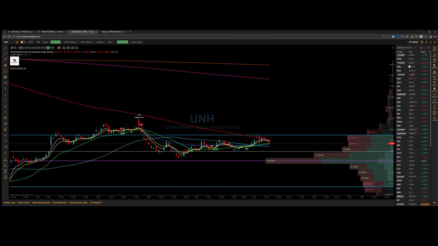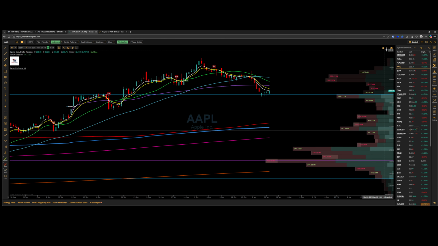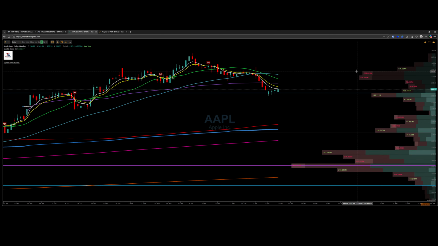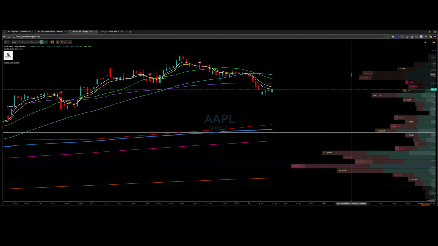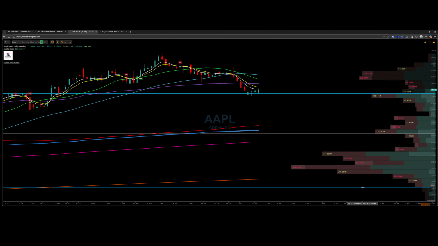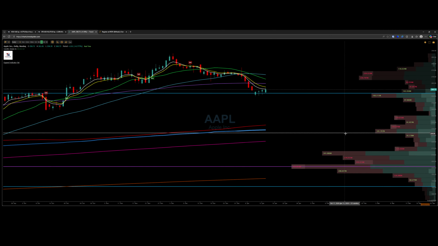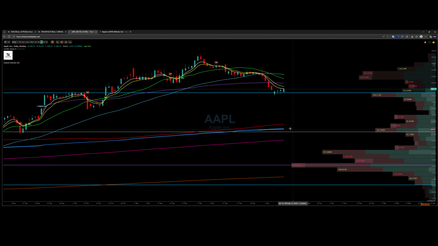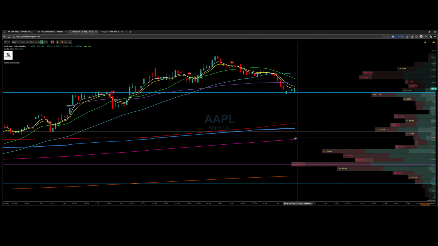Let's look at Apple, because here we have 4 green candles. And what's on the chart? Upper value range, lower value range, point of control. The white line is the VWAP. 200 day, there's your anchored VWAP for price. 500 day MA. And then there's your anchored VWAP for volume.